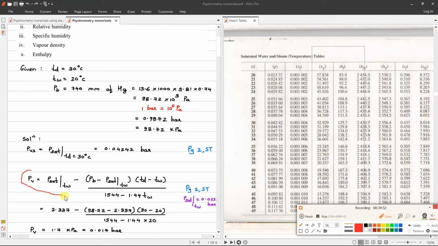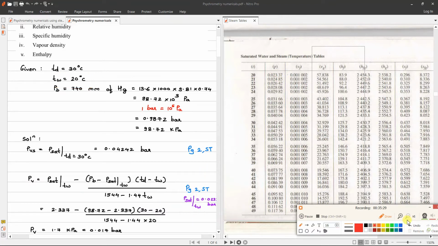So PV equals PSAT at TW, wet bulb temperature, minus (PB minus PSAT at wet bulb temperature) in bracket, times (TD minus TW), divided by 1544 minus 1.44 TW. This is the Carrier equation. Now in this equation, what is PSAT at TW? What is the wet bulb temperature given here? 20 degrees Celsius. So at 20 degrees Celsius, what is the PSAT value? 0.02337.